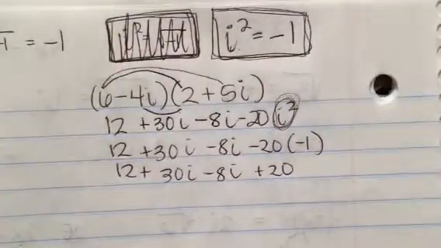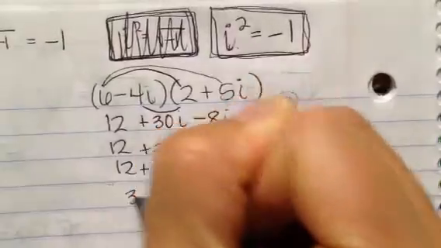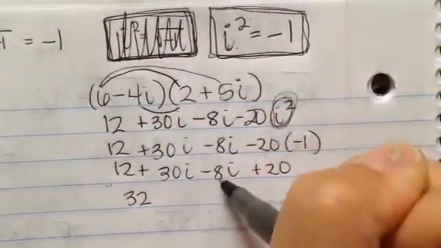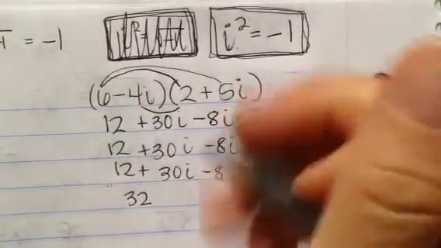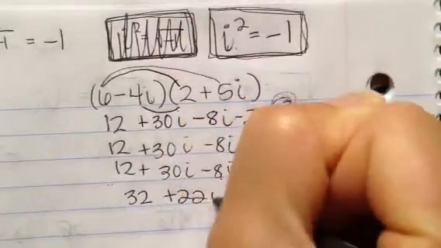And now I have like terms. So 12 plus 20 is 32. Positive 30i minus 8i, so 30 minus 8 is positive 22i.